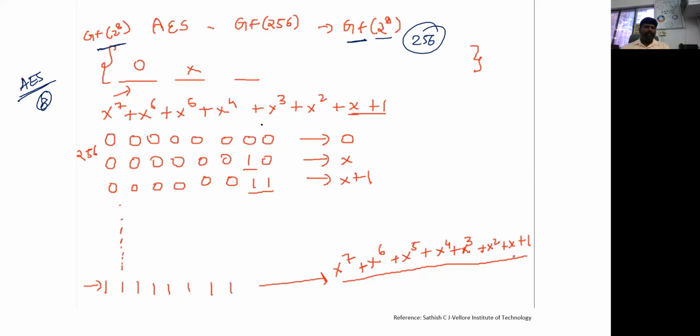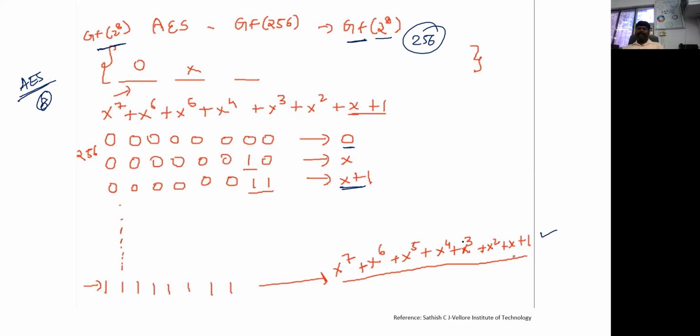When I substitute all the values in the corresponding positions, the first will be 0, followed by 1, then x, followed by x plus 1. If I substitute all the values in place of x equal to a is equal to 1, in that case I will get this entire equation, which is x raised to 7, x raised to 6, and so on till plus 1. I hope this is clear.